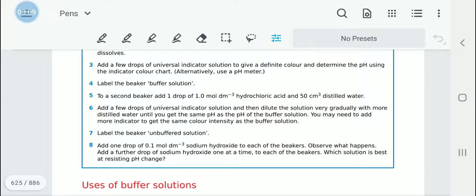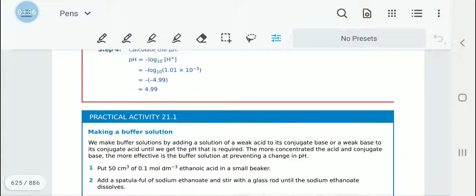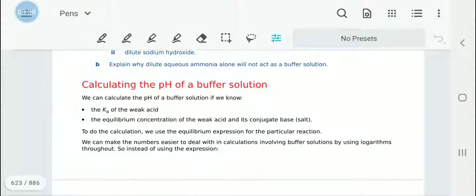Then we add sodium hydroxide to each of these beakers. What will happen is the pH will quickly change in the hydrochloric acid sample, but it wouldn't change that much in the buffer solution. Hope that makes sense. Write down a note on this.